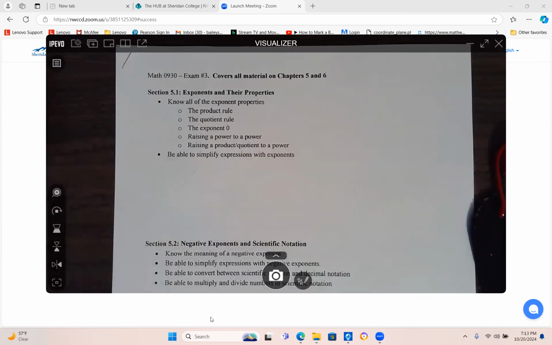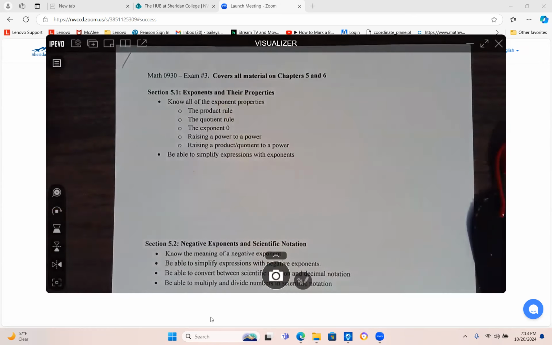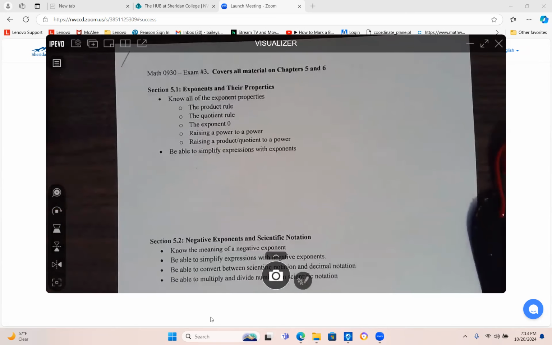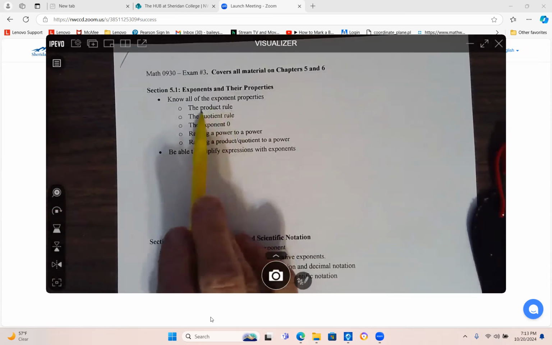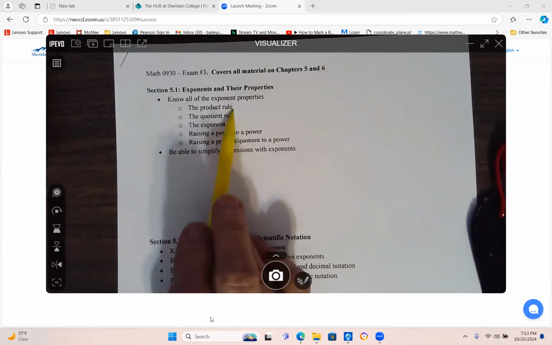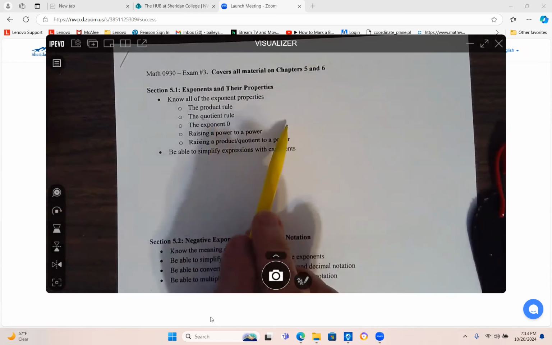All right. Section 5.1, exponents and their properties. Make sure that you know the product rule: when you're multiplying these monomials together, or even in a polynomial, you add exponents when the bases are the same. Quotient rule, you subtract exponents.